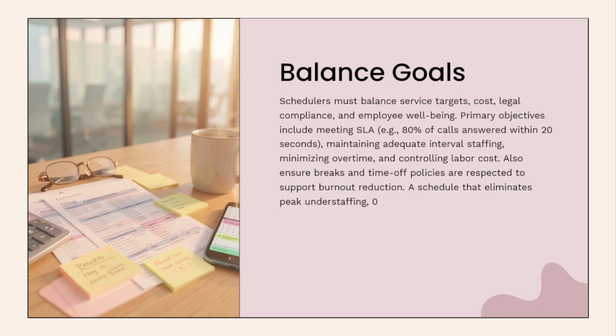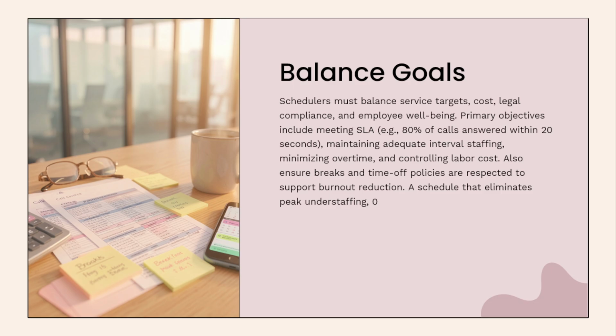What happens? You have done the right scheduling for the day, but after the schedule has been published, you can see in real time that in some interval, suppose you have published the schedule for the whole day for Monday, but you can see that on Monday around 8 p.m. in the night you are short staffed. So your schedule was okay for the whole day, but at that interval at 8 p.m. you are understaffed. So we have to also manage that. Minimizing overtime, controlling labor cost, also ensure break and time off policies are respected to support burnout reduction. A schedule that eliminates peak understaffing.